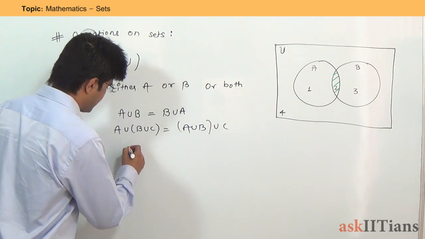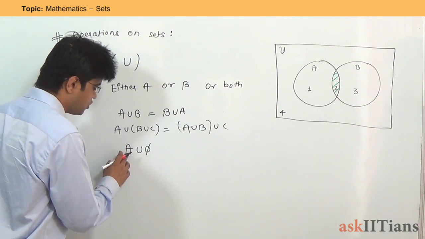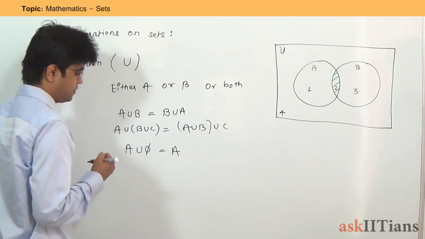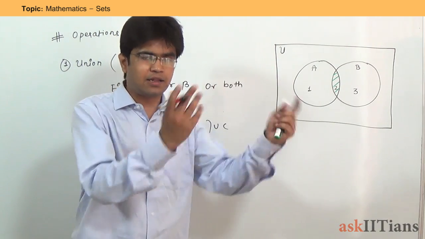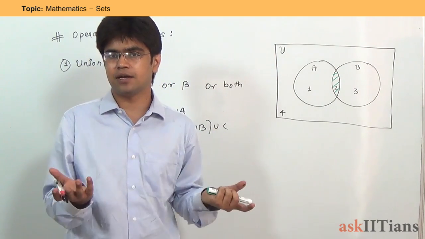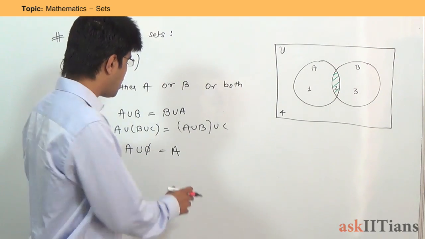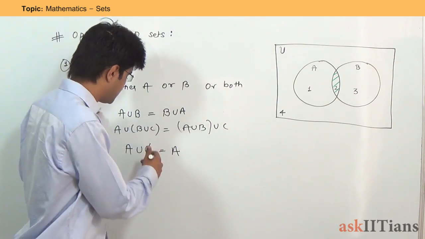Now, if I take A union phi, that means union of A and nothing, that is equal to A only. Because you need to take whatever is there in A and in nothing. Nothing has nothing, so only A is there. So A union phi is A, and this is the identity law. So these are the three major things about sets.